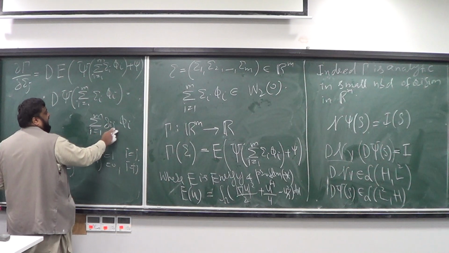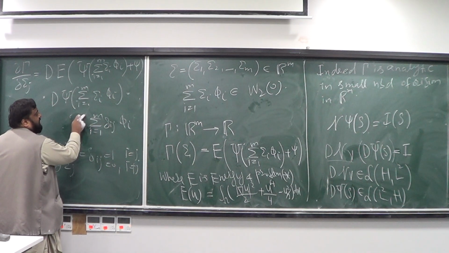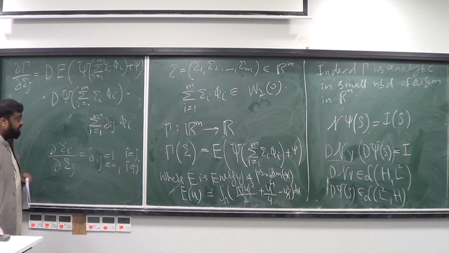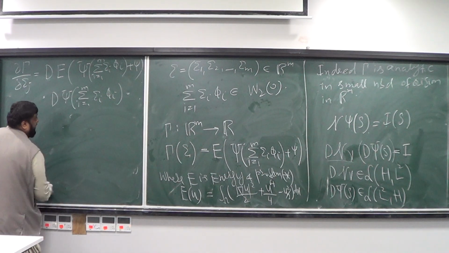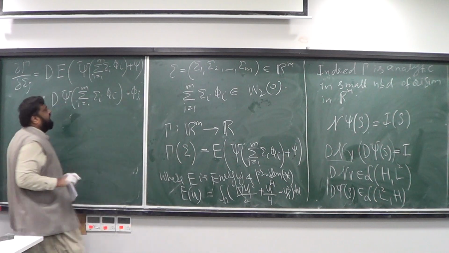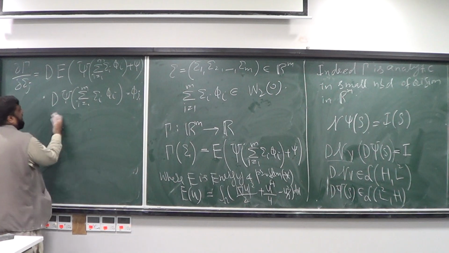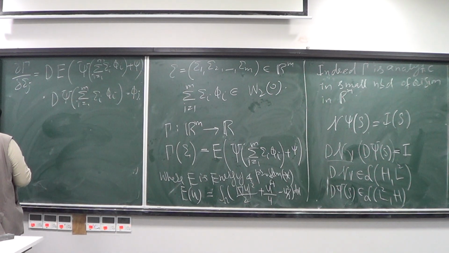And delta ij multiplied by phi I with the sum over I equal to 1 to m, the only term that is going to survive is going to be phi j. Okay? So I can say that this is composed with phi j.